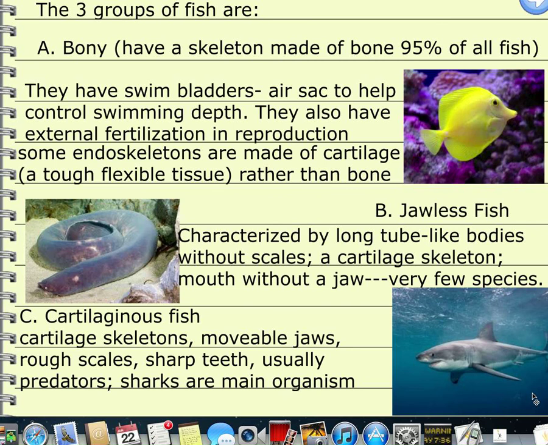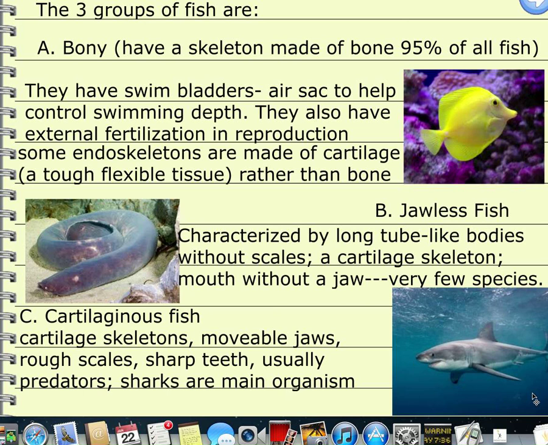So, bony fishes. This is the first type. Now they have a skeleton that is bone, and 95% of all fishes fall into this bony type of fish. Now they have swim bladders because bones can be dense, and these swim bladders allow them to control the depth at which they're swimming. They also have external fertilization. What they do is they lay eggs, and a male comes along and will fertilize the eggs. Okay, they do have endoskeletons, that internal skeleton that has some cartilage in it, but that's that rough, flexible tissue that's sort of like bone, but not quite.